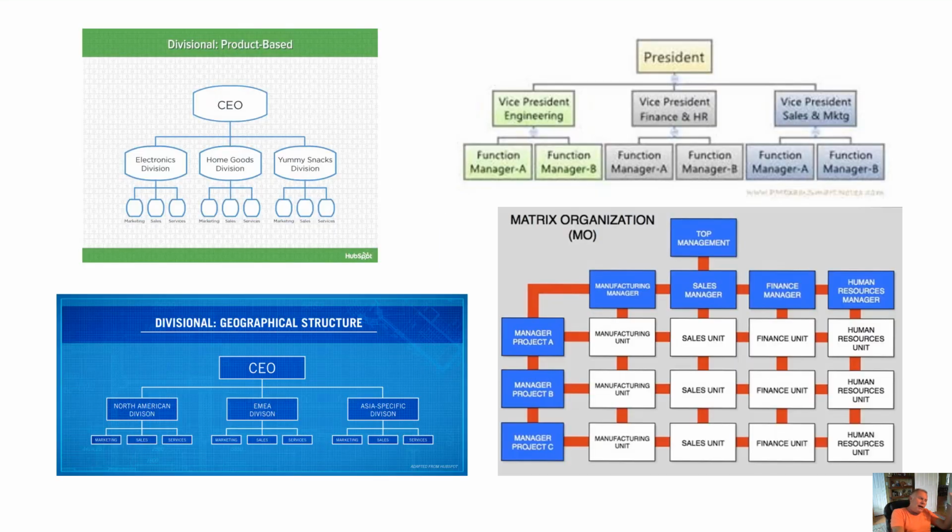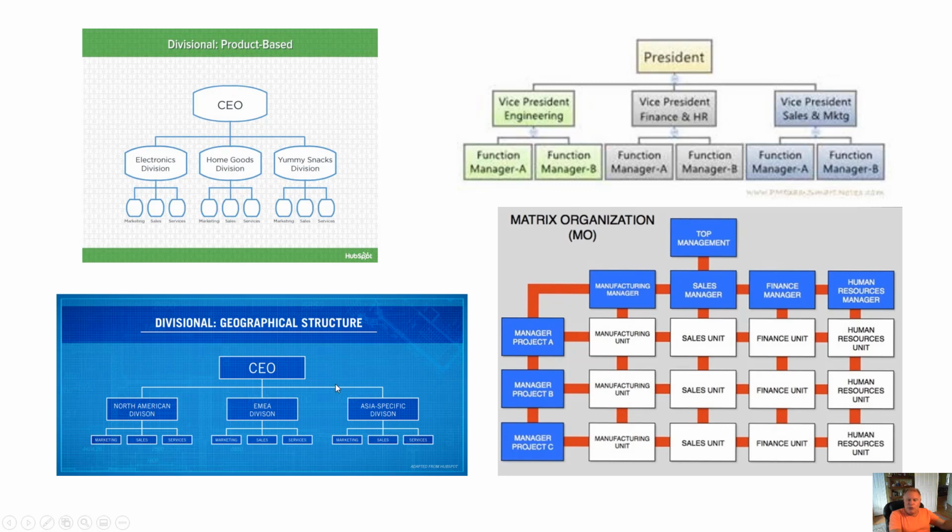When we look at how companies are structured, we really are looking at, let's just say, 4 different organizational types. When you break a company down, it can be divisional, based on the product. So in this example, this is the electronics division, home goods, yummy snacks. So it's organized based on product line. And there's a marketing, a sales, and a service function in each area. Okay, so this is product-based.